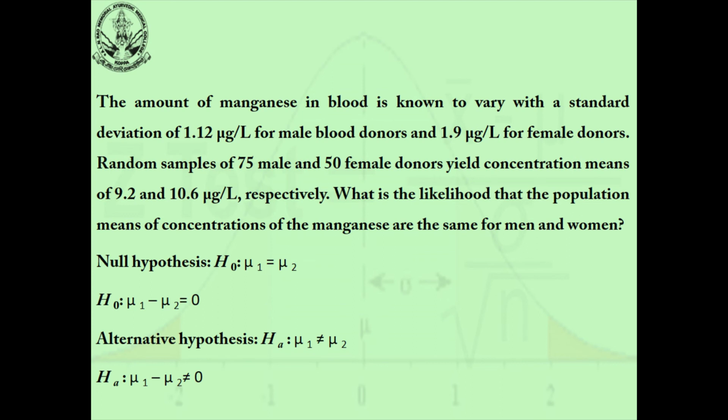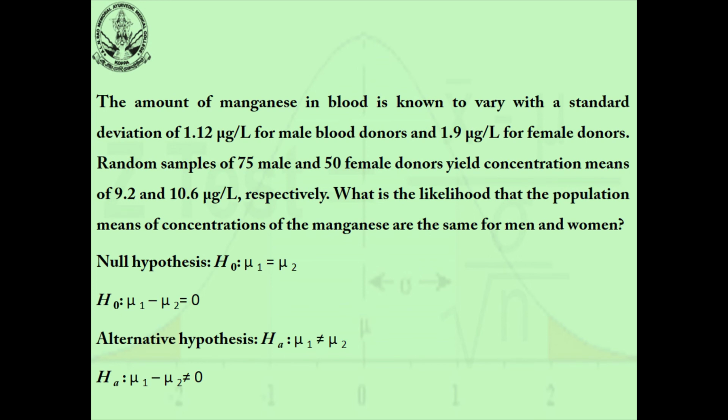So the null hypothesis, H0, is mu1 minus mu2 is equal to 0, which means there is no difference. The alternative hypothesis is mu1 is not equal to mu2, or mu1 minus mu2 is not equal to 0. So anything that is not the null hypothesis may be the alternative hypothesis.